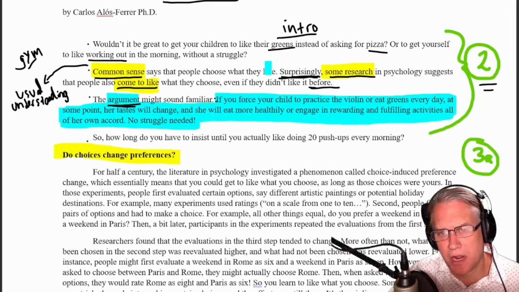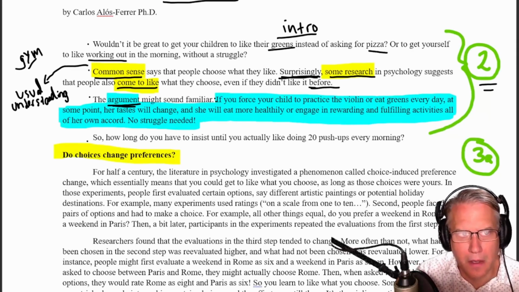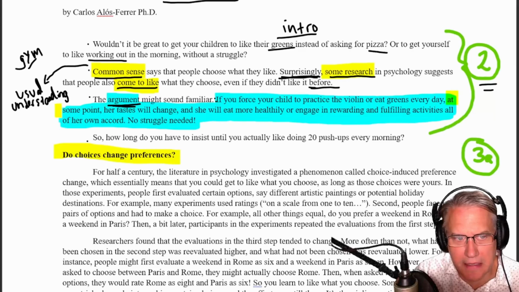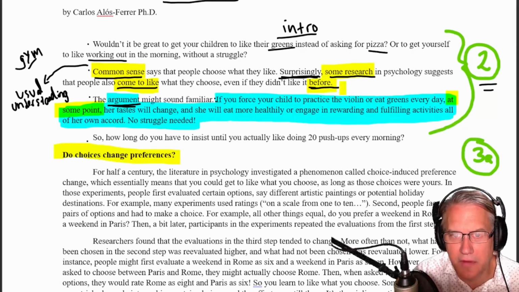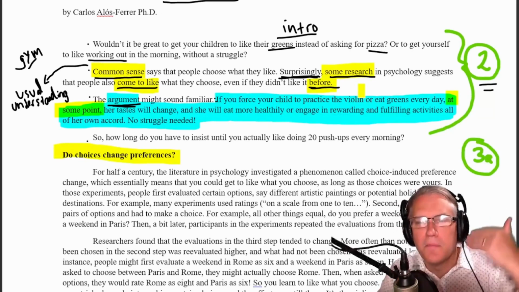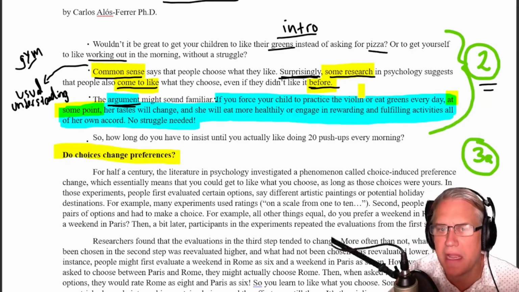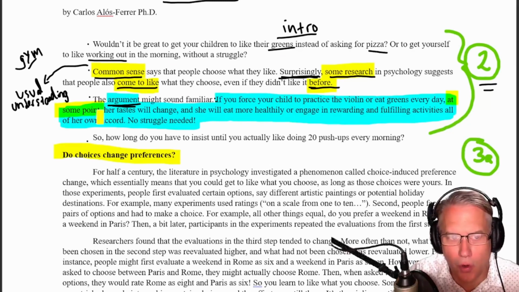If you force your child to practice the violin or eat greens every day, at some point her tastes will change. By the way, this also gives the idea of coming to like something, even if they didn't like it before. It doesn't happen quickly, but it takes time. At some point, her taste will change and she will eat more healthily or engage in rewarding and fulfilling activities all of her own accord.